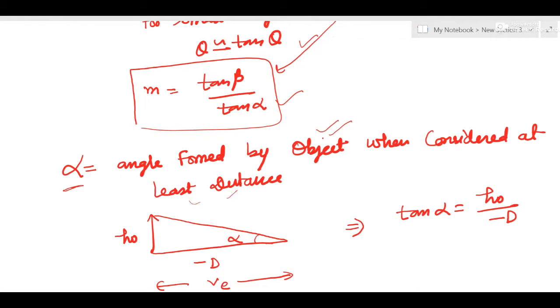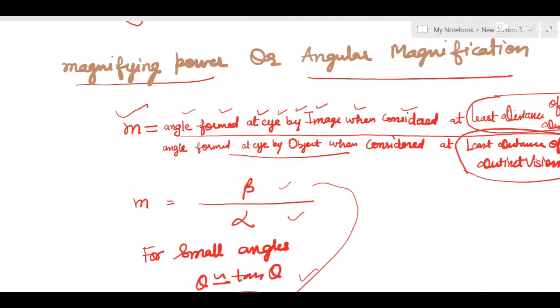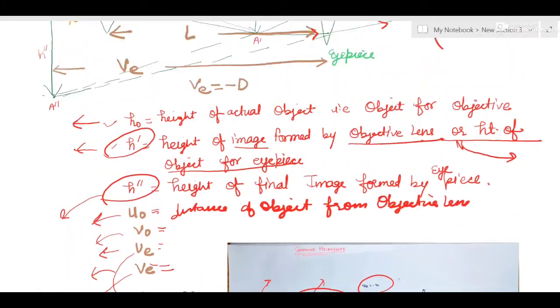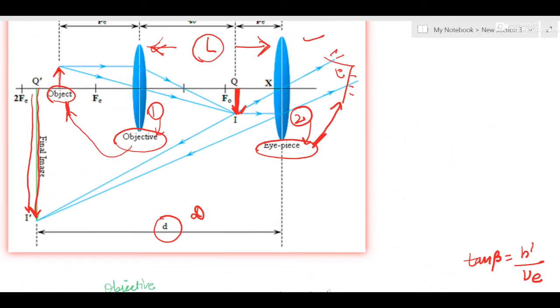You can see I have drawn a triangle. This is angle alpha. It is formed by the object, that is the definition. This angle is formed by the object, and when considered at least distance, it means minus d. If you wish to show this alpha angle in the main diagram, you can show it as well.